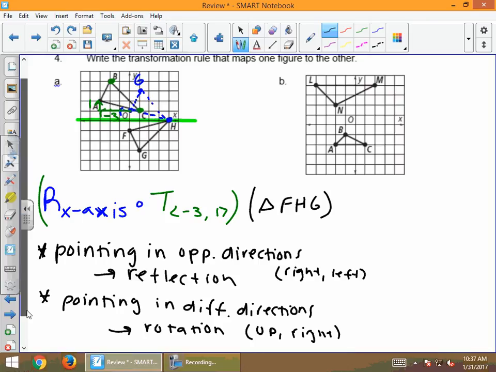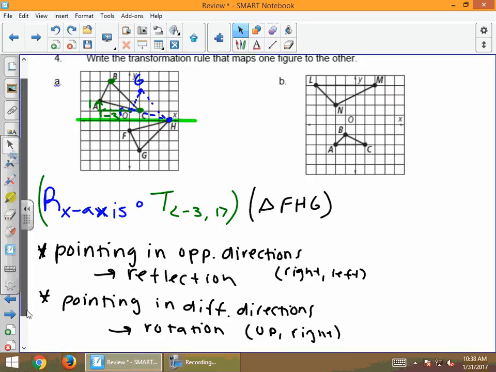I think that's the hardest part. Translations are easy to tell, dilations are easy to tell. I think whether you're doing a rotation or a reflection, those are hard. So opposite directions, reflection, different directions, rotation. And then you might have to play around to figure out, well, what am I rotating it by? I have to guess and check. What am I reflecting it by? Okay.